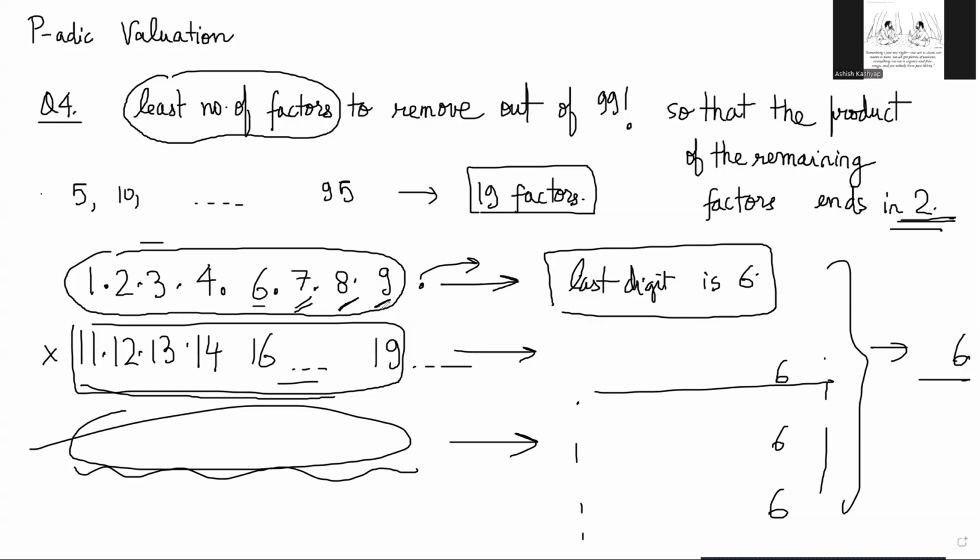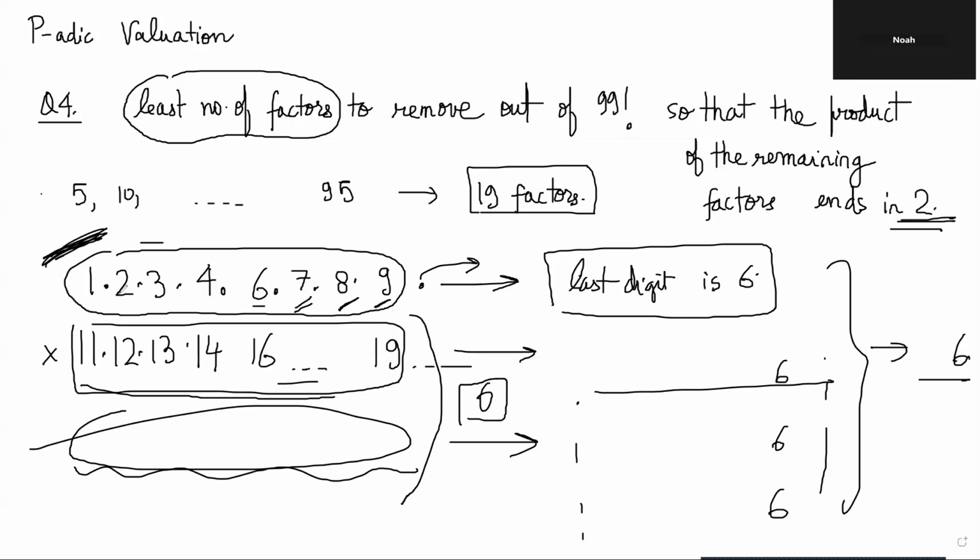So how many factors do you need to remove? Minimum number. 1. I mean, 10. No, you can just remove one, no? If one group has a different ending, all of these other groups have ending in 6, right? I can just remove one number from here such that the final product of this into this should be ending in 2, right? Correct?